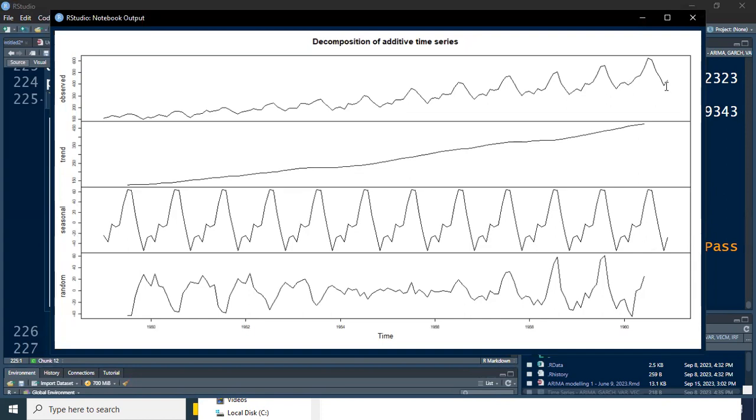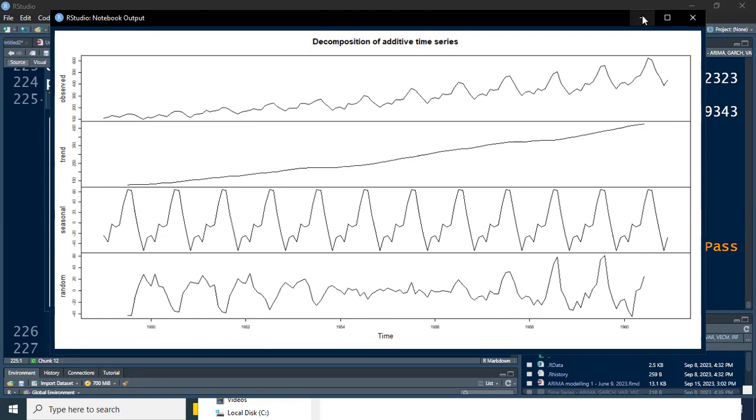Okay, when you decompose data, time series data, usually you break it down into the trend component, the seasonal component, and then the random component. The random component is that portion which cannot be explained by the regular trend and the seasonal trend. Okay, that's what we mean by decompose.